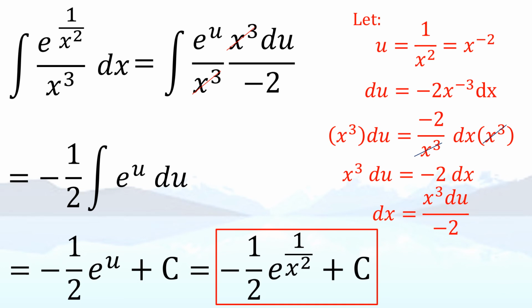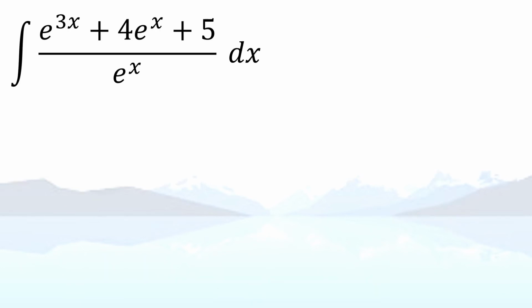So let us have the last example. We are going to determine the antiderivative of (e to the 3x plus 4 e to the x plus 5) over e to the x dx. In this example, we can use also the integration by parts. So the first thing we need to do here is to separate all the terms, and then we are going to divide it by e to the x.